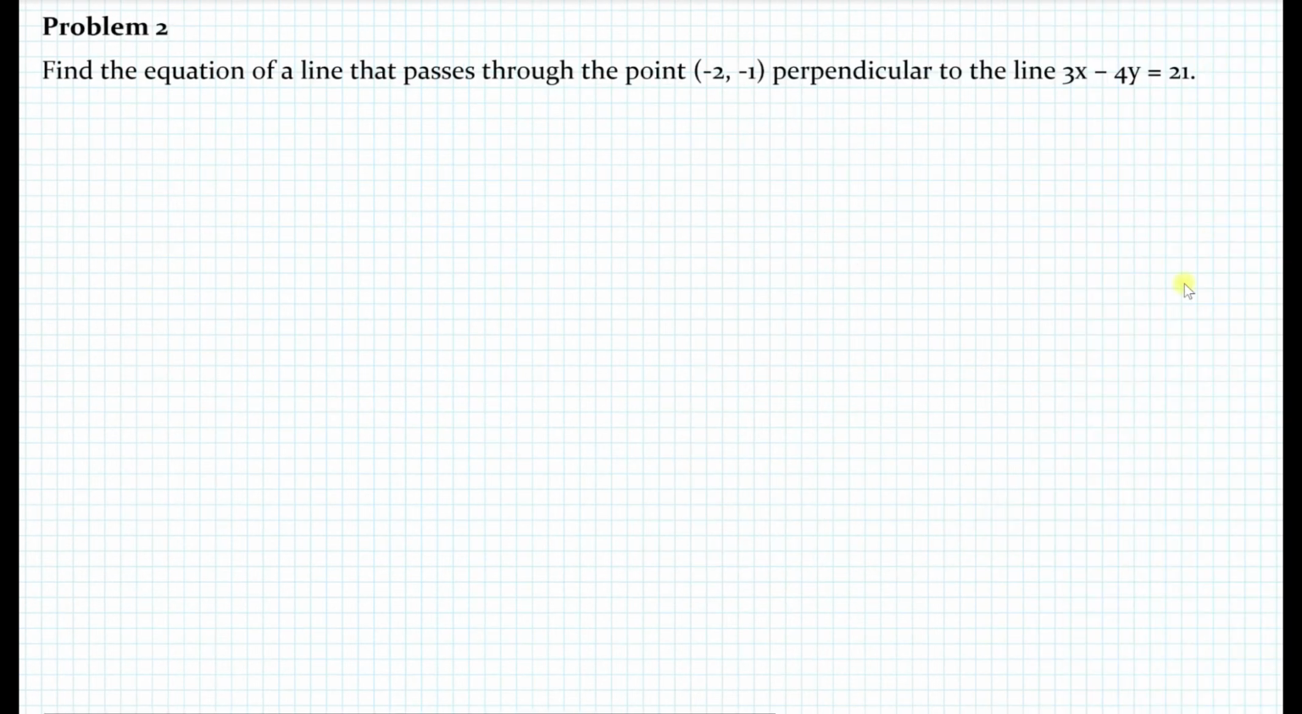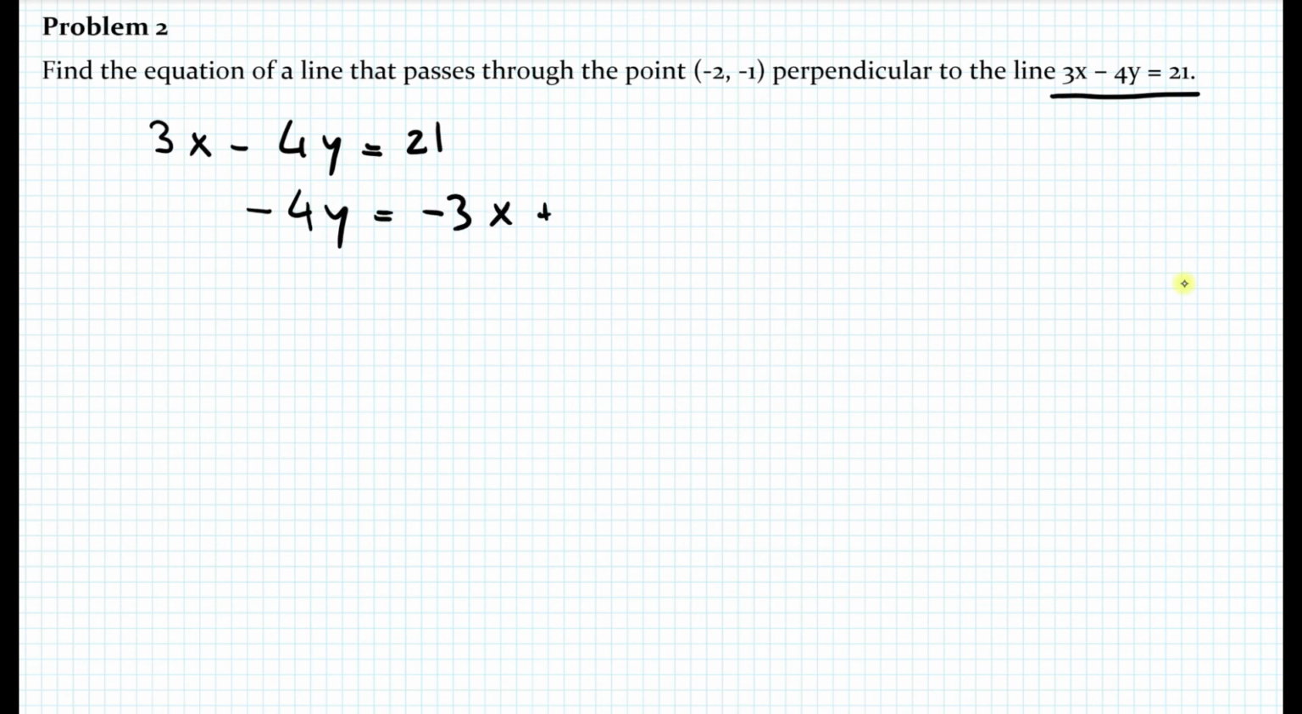Let's look at another problem that is kind of similar. Find the equation of the line that passes through point negative 2, negative 1, perpendicular to the line 3x minus 4y equal to 21. Again, we want to change this equation to slope-intercept form so we can see the slope. All right, so let me rewrite it. 3x minus 4y equals 21. Again, let's subtract 3x. So we end up with negative 4y equal to negative 3x plus 21. And then divide everything by negative 4. So here we have 3/4 x, okay, and then we have negative 21 over 4.